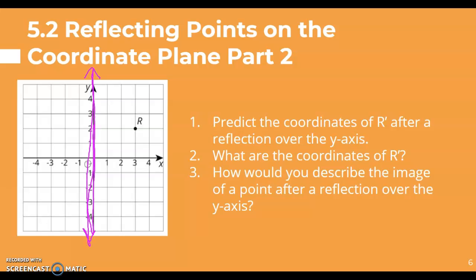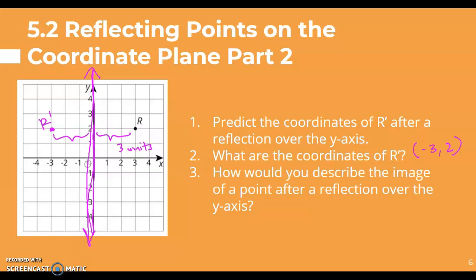Now we're pretending like this purple line, or the y-axis, is our mirror, and we're reflecting it, or flipping it, over that line. So if we were to flip over the line, our original distance of R from the line of reflection is 3 units. So I know that R prime is also going to have to be 3 units away from the line of reflection. So R prime would be at -3, +2.